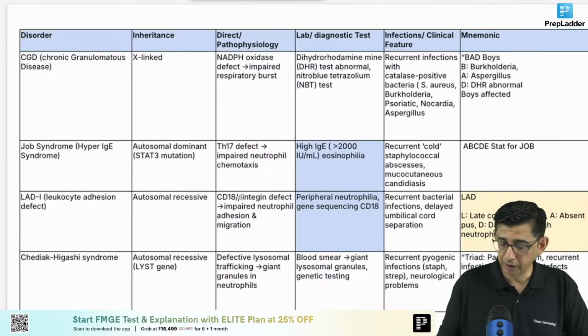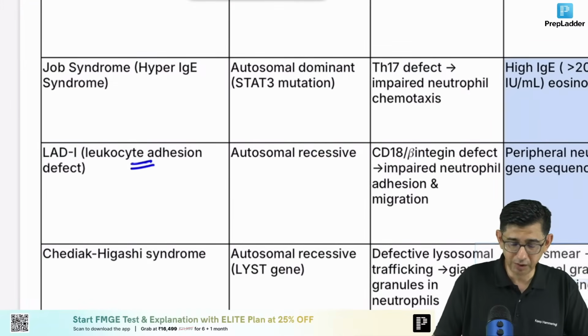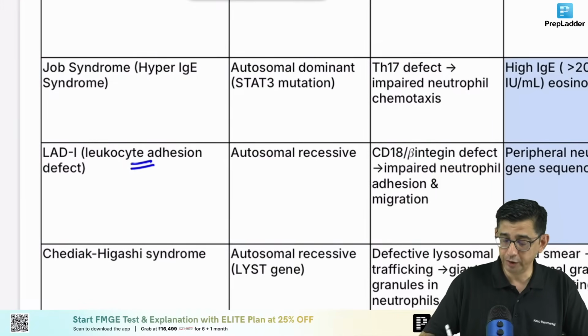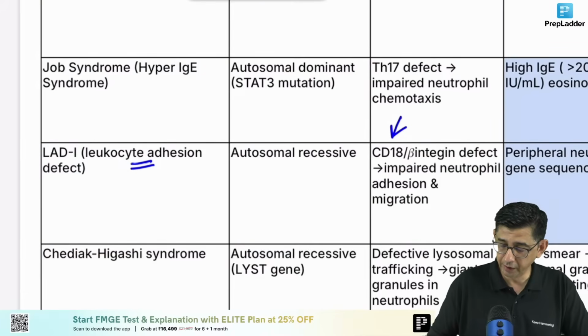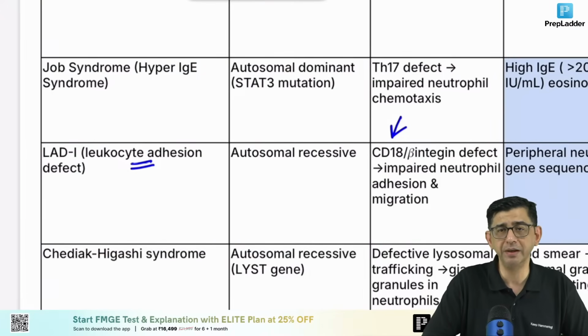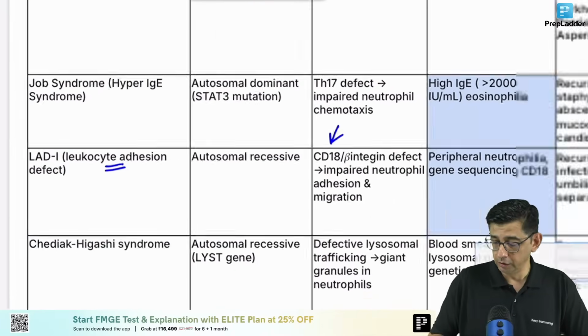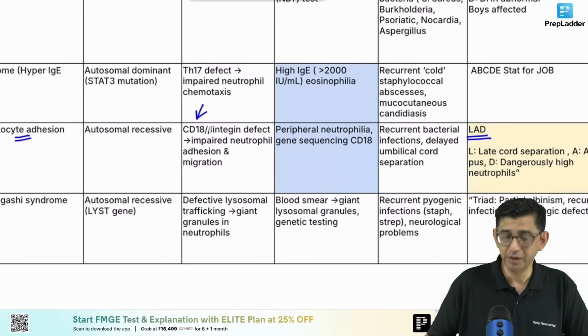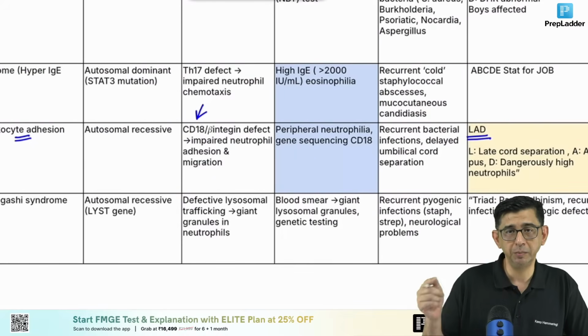So I have a table here in front of you where I have compiled all the routine immunity based disorders with respect to what is the problem in this patient. What is happening in this case is an autosomal recessive disorder, that is leukocyte adhesion defect, which is related to CD18. So there is an impaired neutrophil adhesion and migration. The most important thing in this question would be late cord separation, LAD, leukocyte adhesion defect. So how to remember that? It is late cord separation.